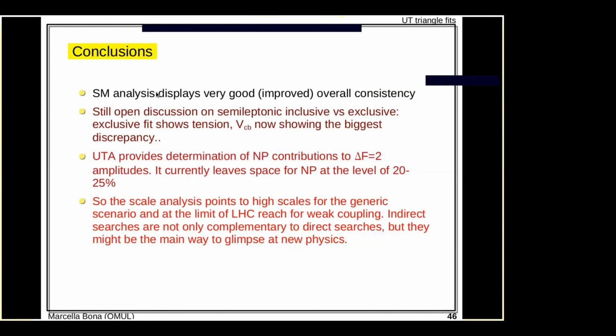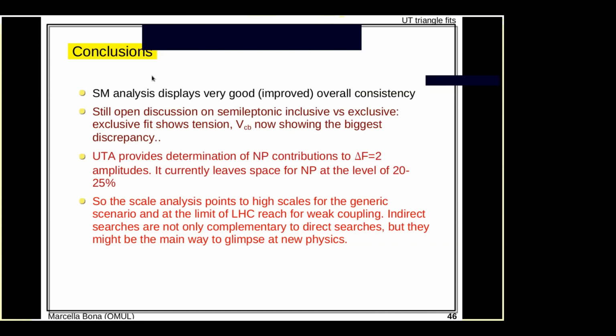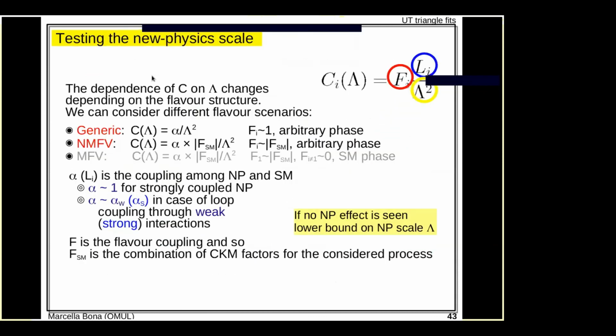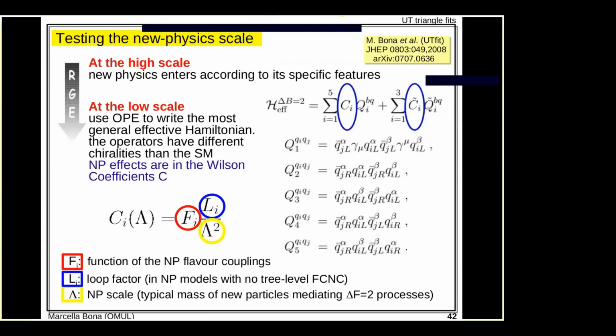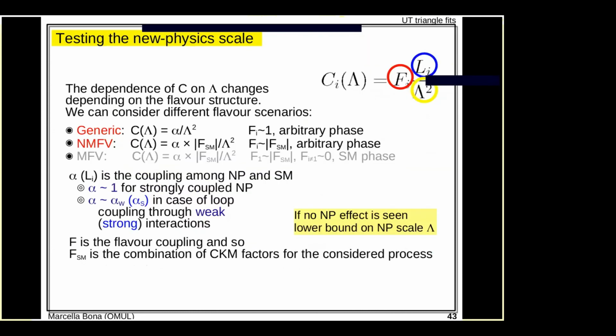Sure, Namit. Hi, Marcella. I was just wondering, for the fit results for the Wilson coefficients that you showed, what do you assume for the loop functions when you actually fit? Yeah, so basically what we assume is one. And so what happens is that you implicitly assume strongly coupled new physics, which we all agree is not possible, okay?